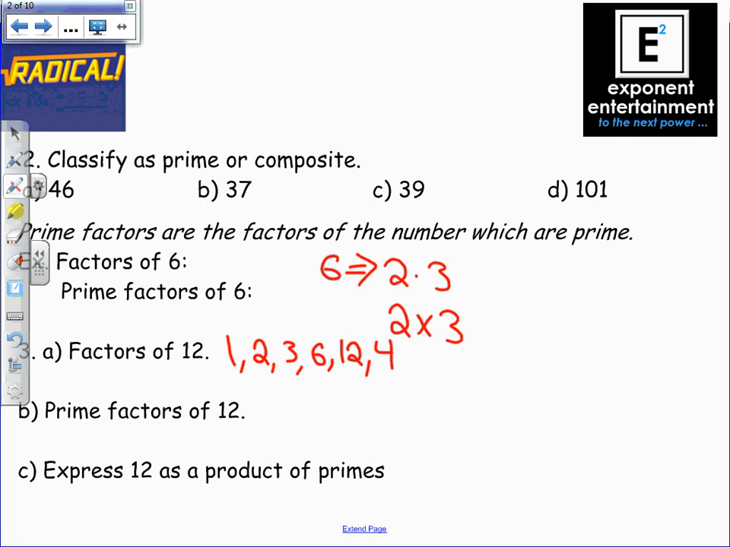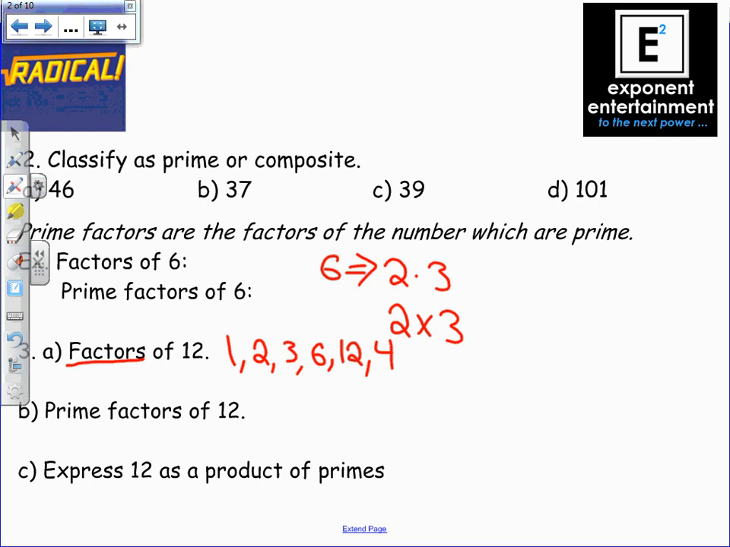So those are all the factors of 12. Joe, got a question? Okay. 4 is not a prime number, but yeah, it divides into 12, right? So this is a factor. I guess that's what we need to define first. Factor is things that divide into something evenly. So the factors of 6 were 2 and 3, and 1 and 6. Sorry, I jumped forward to prime factors. The factors of 6 include 1 and 6. The prime factors are just 2 and 3.